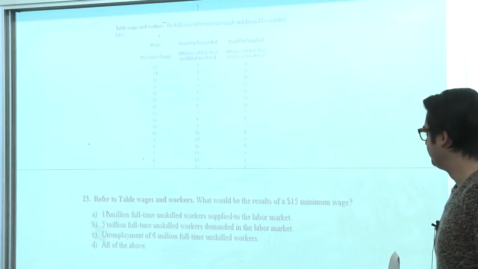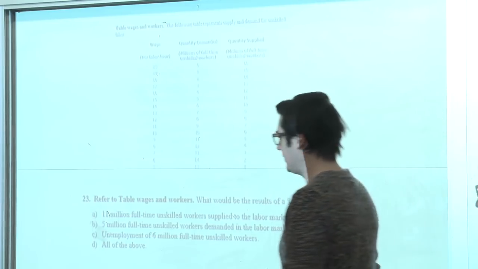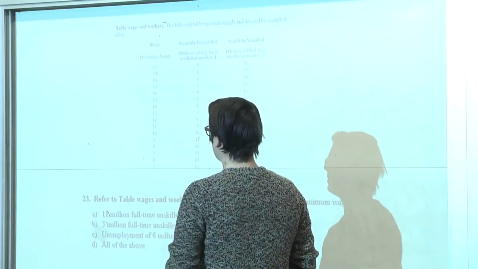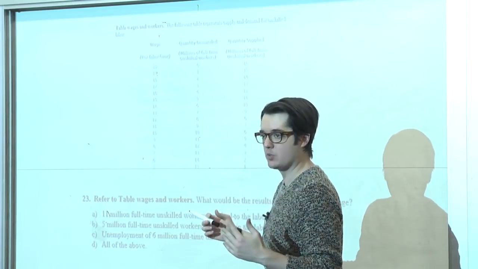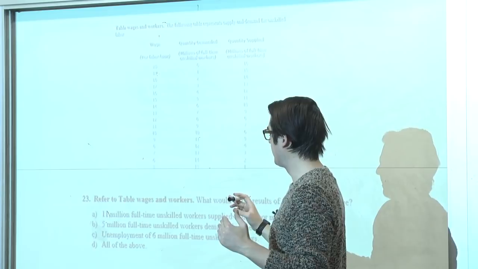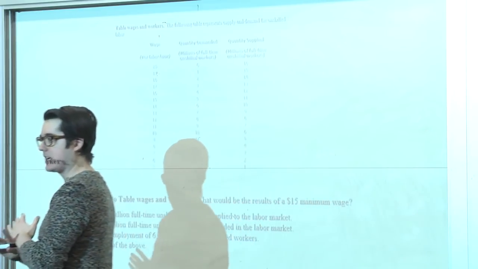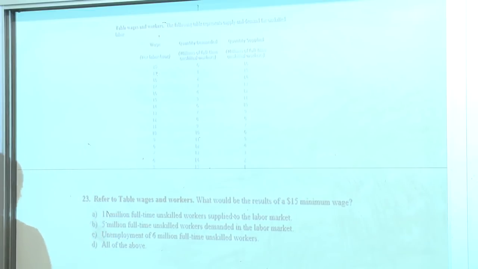Question 23. What would be the result of a $15 minimum wage? So to start answering this question, let's just see what our equilibrium wage was before we imposed our minimum. Our equilibrium, remember, is always going to be the intersection of our supply and demand. At the intersection, quantity supplied and quantity demanded equal one another. So at what wage are quantity demanded and quantity supplied equal?